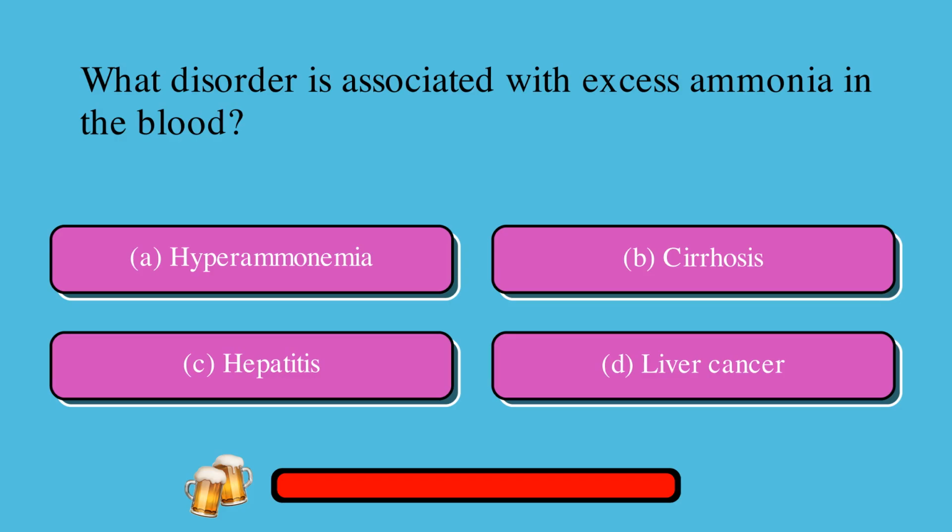What disorder is associated with excess ammonia in the blood? A. Hyperammonemia, or B. Cirrhosis, or C. Hepatitis, or D. Liver cancer. The correct answer is A. Hyperammonemia.